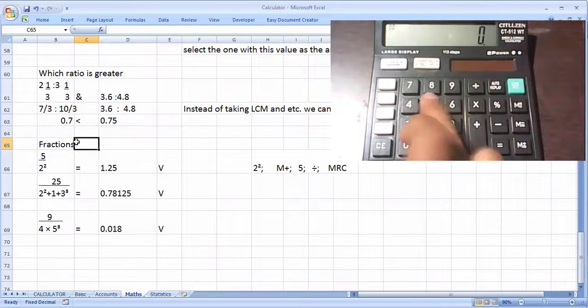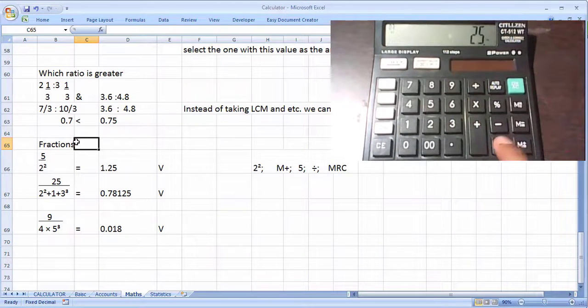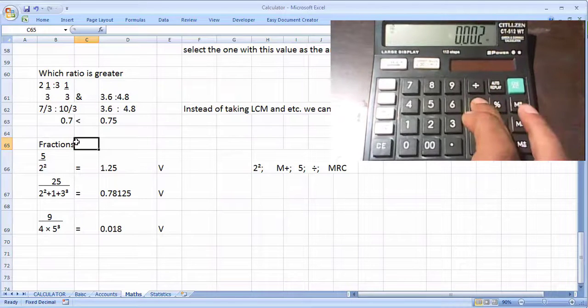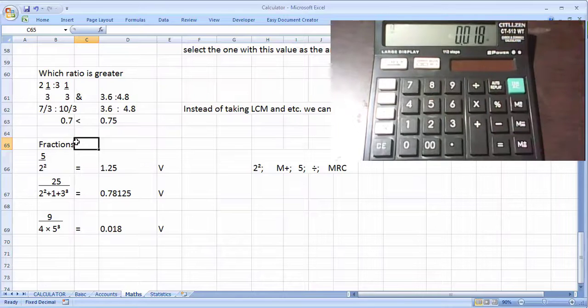Next, 5 cube, 5 into 2 times 3 times 4. So this will be 500, divided by, equals. That is, 500 has been transferred to the denominator, numerator into 9, equals 0.018. So these will be the fractions. So for fractions also we can calculate using the M plus, M minus, I mean MRC buttons. So this is all about our calculator main functions.